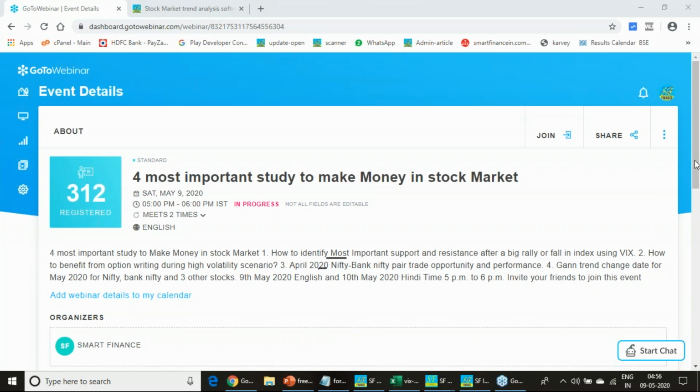Third, in the month of April we have conducted two free programs, on 1st April and 14th April. This month of April, how many opportunities has the Nifty, Bank Nifty pair trade given and how much can people get from that, we'll discuss that also. And the GANN trend change dates for May 2020. Using the GANN software, I will show you for the Nifty, Bank Nifty, as well as a couple of other counters. So all these things we'll be learning today.